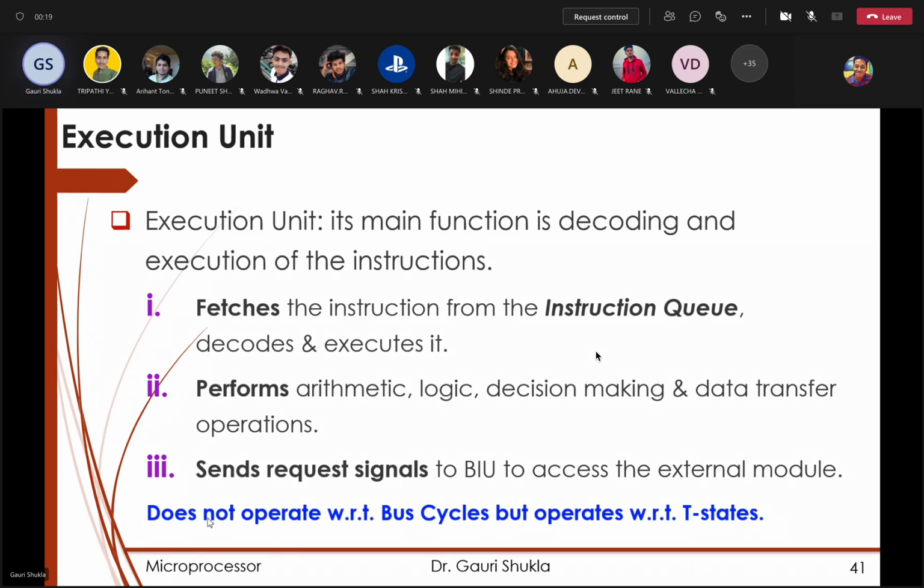Also, one point to remember, it does not operate with respect to birth cycles, but operates with respect to T state. What is T state? What is birth cycle? We will come to it shortly. If you have done 8085, that means you know this already.